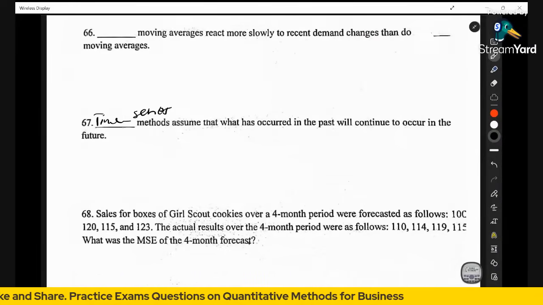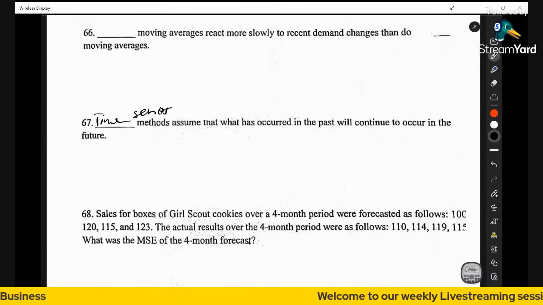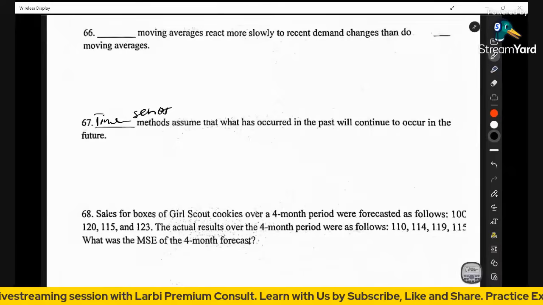So it assumes that what has occurred in the past will continue to occur in the future. If somebody dies today, the possibility that tomorrow somebody will die also is possible. If somebody gets richer today, the possibility that somebody also will get rich the next day is also possible. That is what time series is all about, right? So it's time series actually. But let me see your answer before I come back to it.